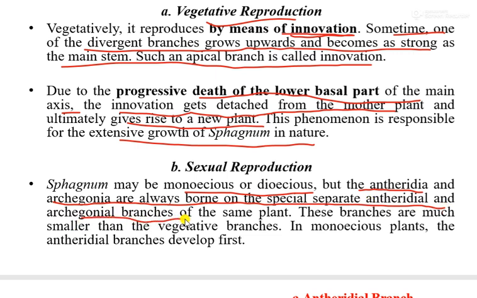Remember this point. In case of sphagnum, antheridia and archegonia are borne on special types of branches known as antheridial branch and archegonial branch respectively. Now in case of monoecious plants, what will happen? Both the antheridial branch and the archegonial branch will occur on the same plant, but in that case the antheridial branch will develop before the archegonial branch.